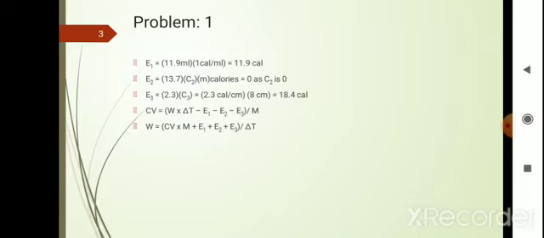Just substitute that. All are in calorie, no need to convert into SI units. We will get the result in calorie per degree Celsius. So just substitute these values. All these values are known, and we will get this. So this is our answer. The water equivalent, or the heat capacity equivalent, of this bomb calorimeter is 2402.1 calorie per degree Celsius. So this is our final answer.